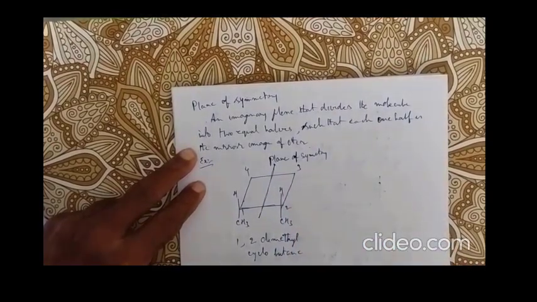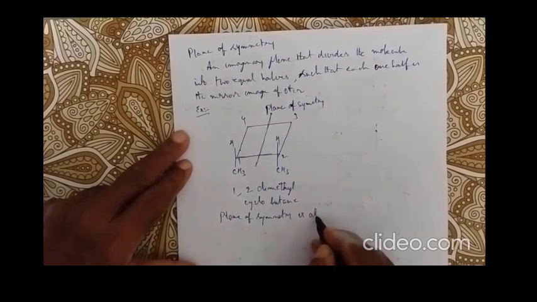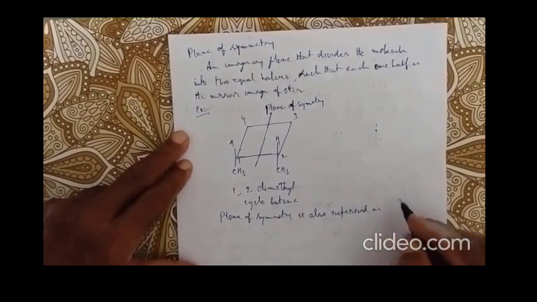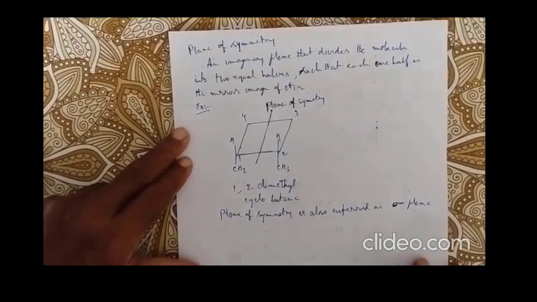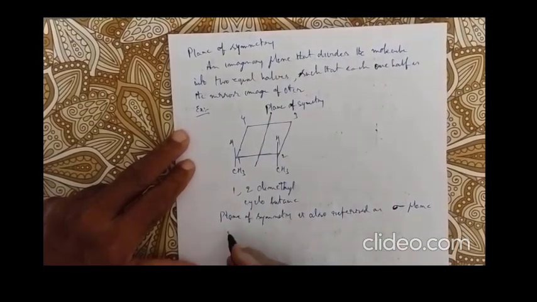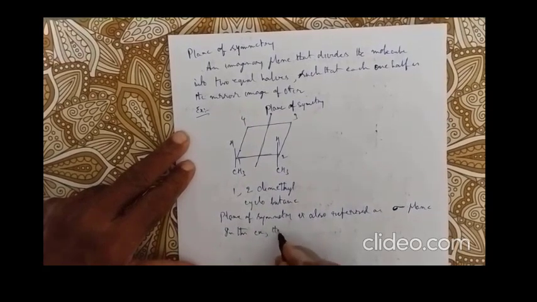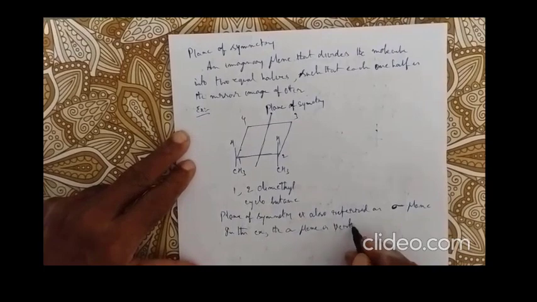So this plane of symmetry is also referred to as a sigma plane. Plane of symmetry is also referred to as a sigma plane. This sigma plane is vertical. So here in this example, the sigma plane is a vertical plane.